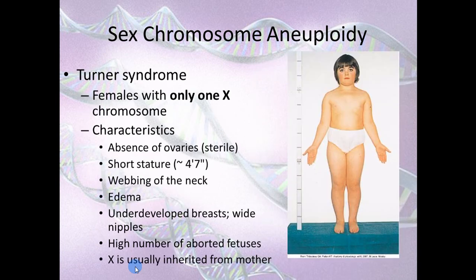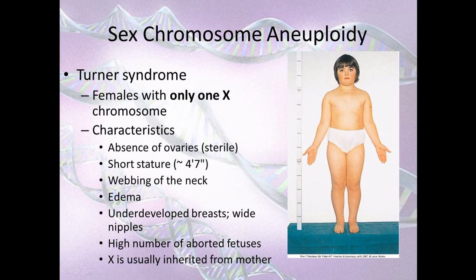Some other issues happen with sex chromosomes. Here's one. It's called Turner syndrome. Turner syndrome is a form of aneuploidy. Or sorry, they have 23 chromosomes, but they don't have the double set. So they have 23 from one parent, and they're missing 1 from the other. In this situation, they're only going to have 1 X, and they call it Turner syndrome.